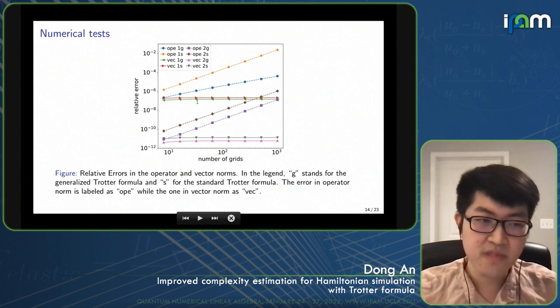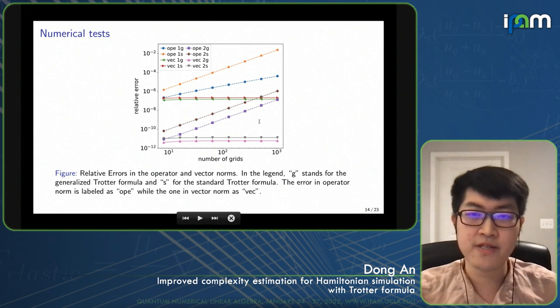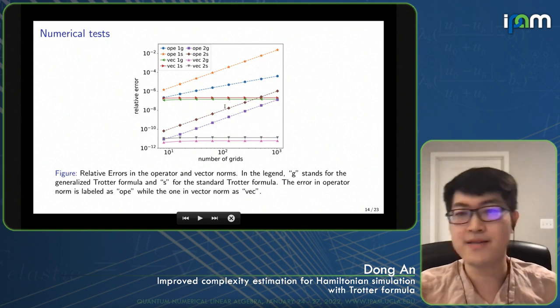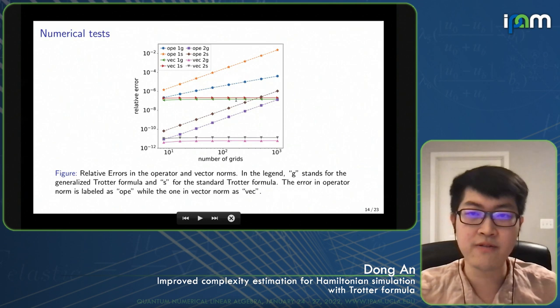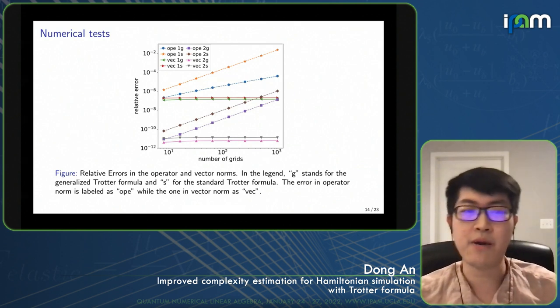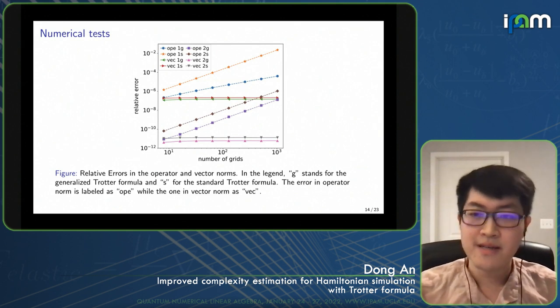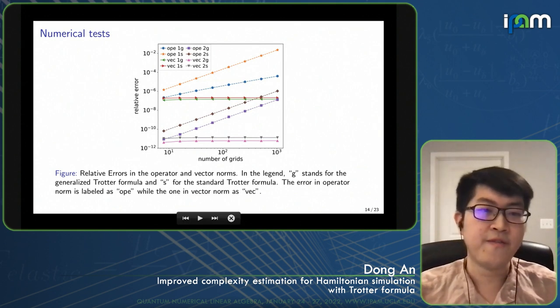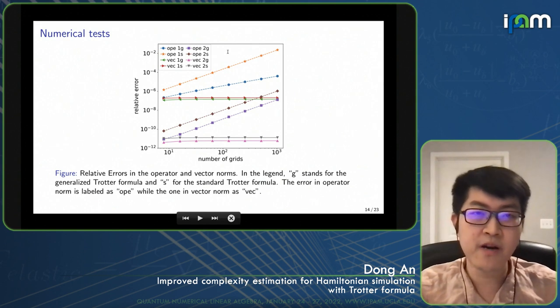But for those horizontal lines, the errors are measured in the vector norm, and we can see that they do not grow when we use more and more grids to discretize my Laplacian potential operator. So this is basically the first part of the application.